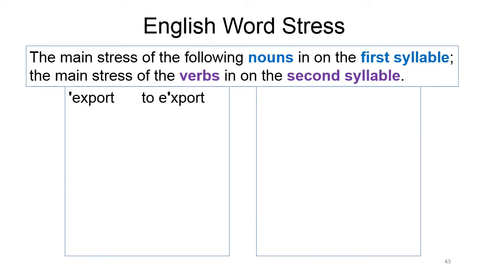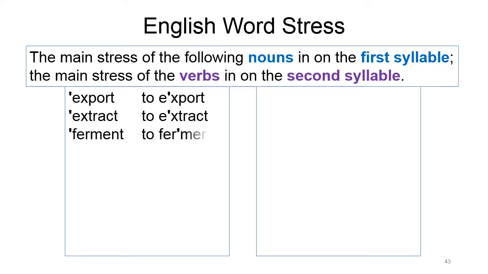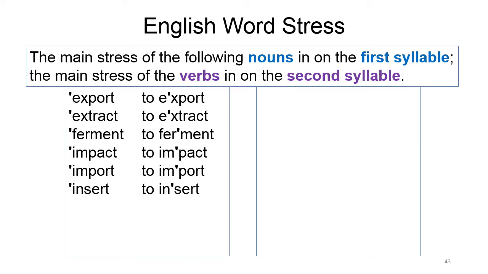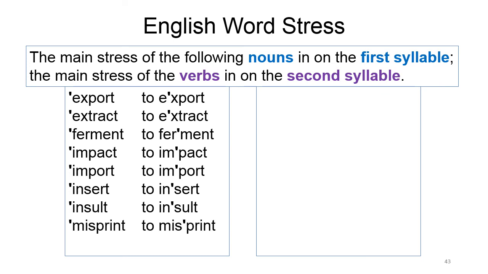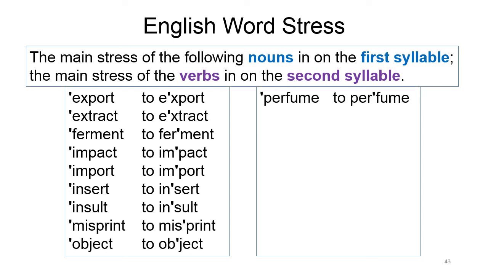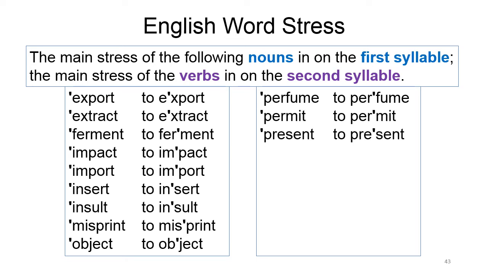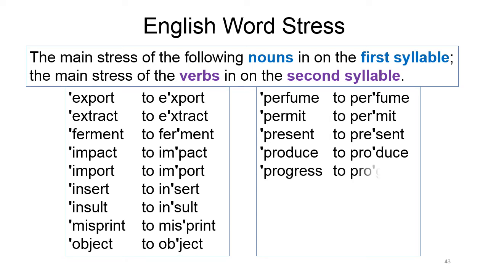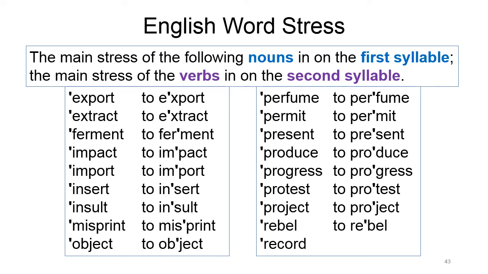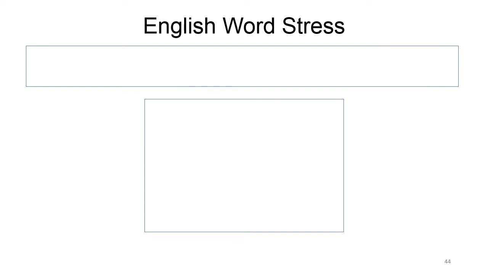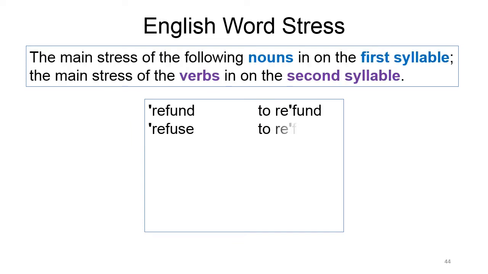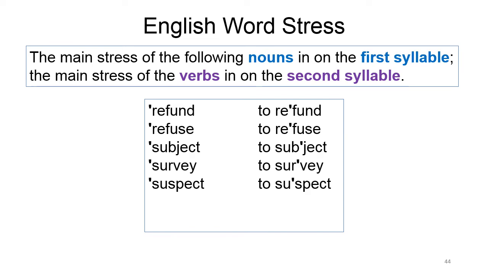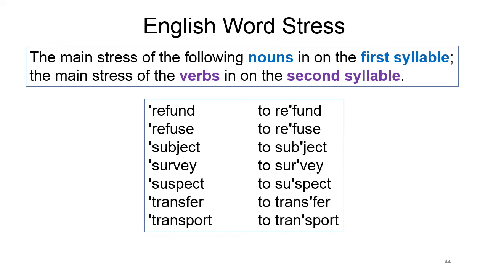More of those words: export to export, extract to extract, ferment to ferment, impact to impact, import to import, insert to insert, insult to insult, misprint to misprint, object to object, perfume to perfume, permit to permit, present to present, produce to produce, progress to progress, protest to protest, project to project, rebel to rebel, record to record, refund to refund, refuse to refuse, subject to subject, survey to survey, suspect to suspect, transfer to transfer, transport to transport.